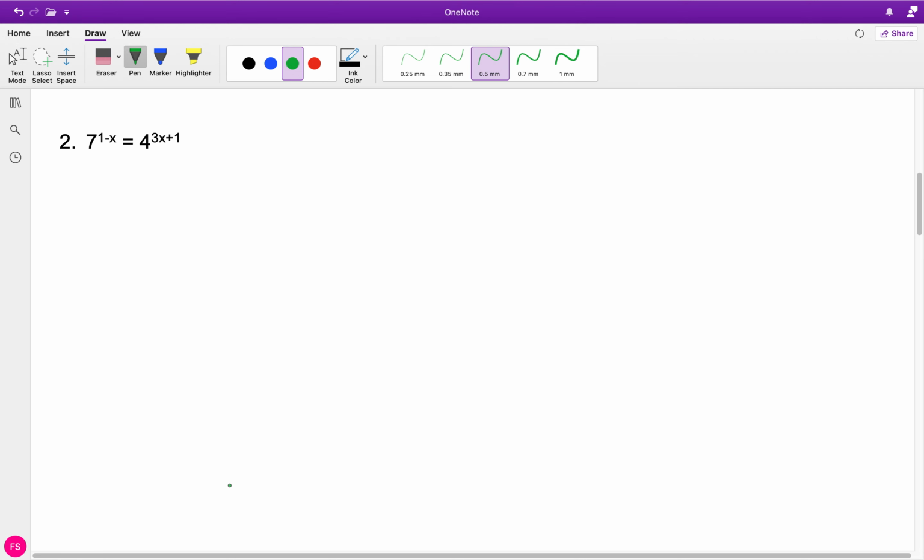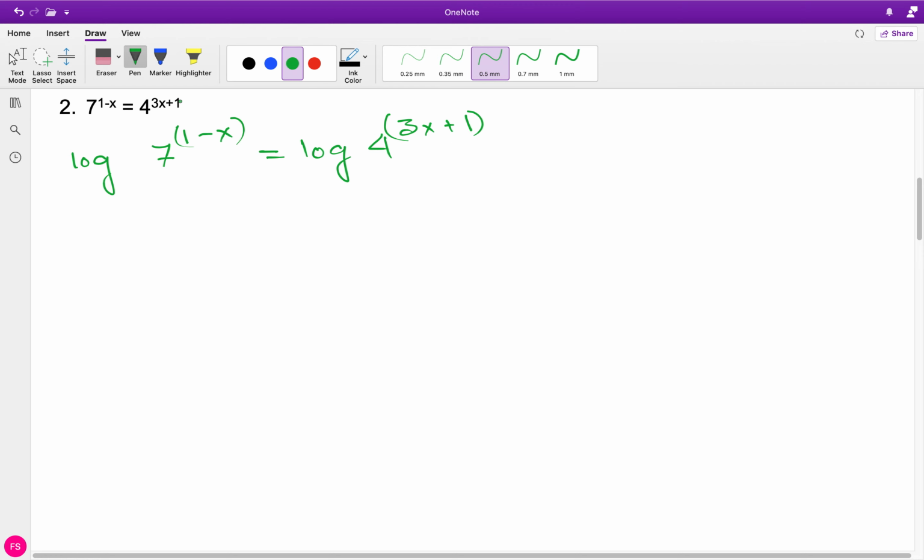Okay, let's move to number 2. Similar type, but now for this question we have powers both sides. So what to do? I'm going to start by taking log both sides. This side I will have log of 7 to the power of 1 minus x equals log of 4 to the power of 3x plus 1. So according to the rule of logs, we can move the powers to the front. This side I will have (1 minus x) log of 7 equals (3x plus 1) log of 4.